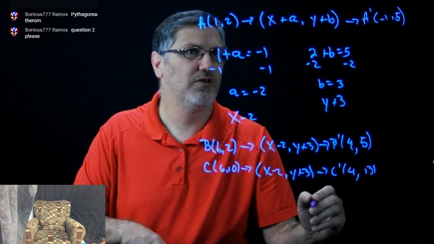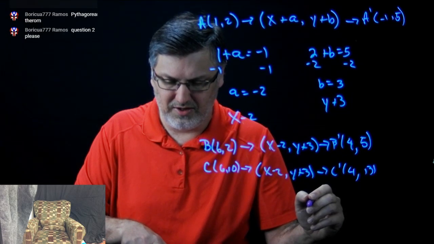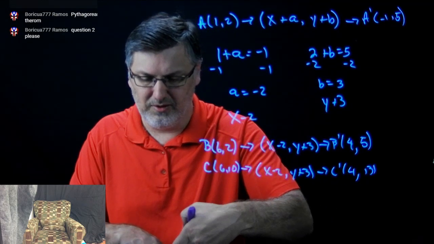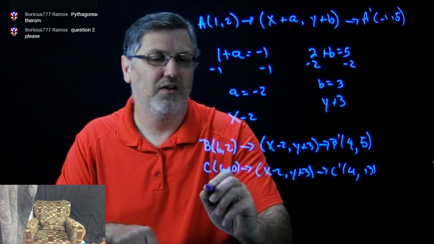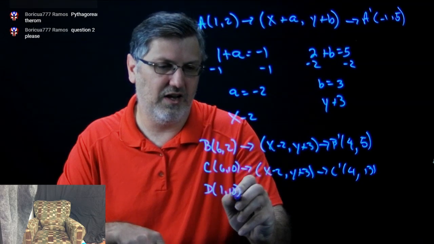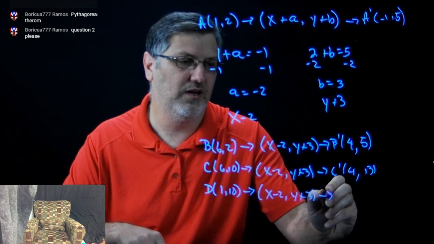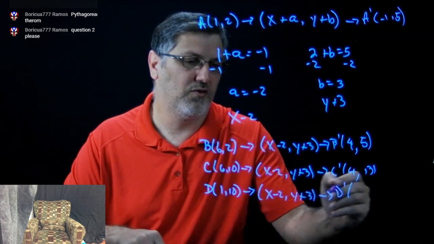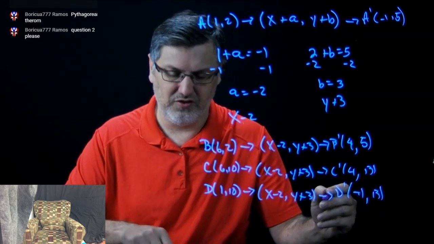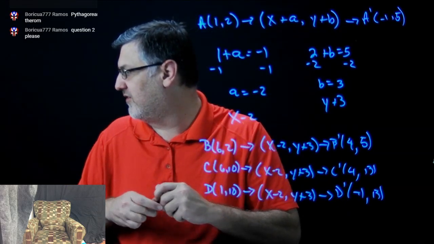is, did I write it wrong? Oh, I think I have a typo. Yeah, if I remember right, that's a typo. C prime should be (4, 13). And then D is (-1, 10), same idea, x minus 2, y plus 3 should give me D prime. So this should give me (-1, 13). C prime has a typo, it should be (4, 13). But yeah, that's all you do to solve that.